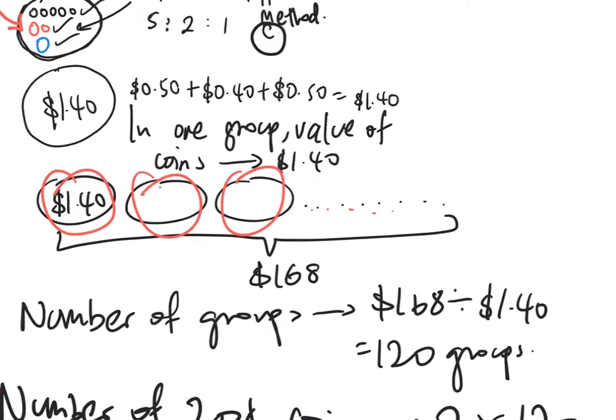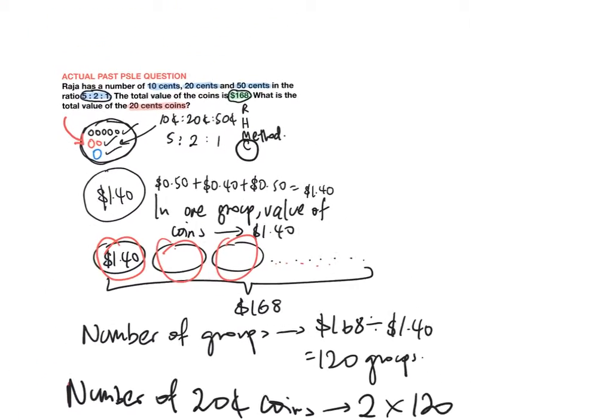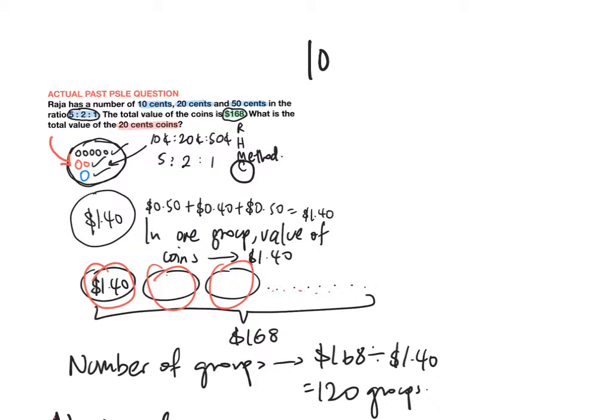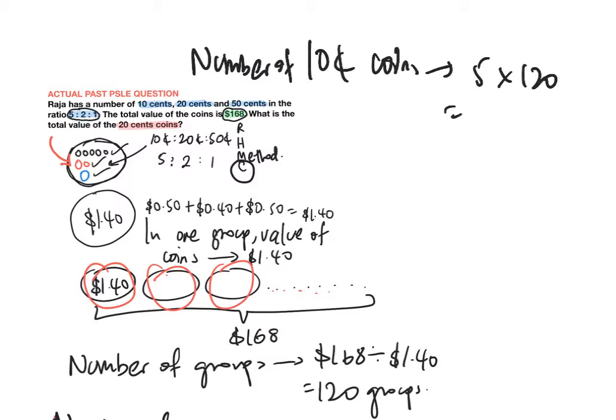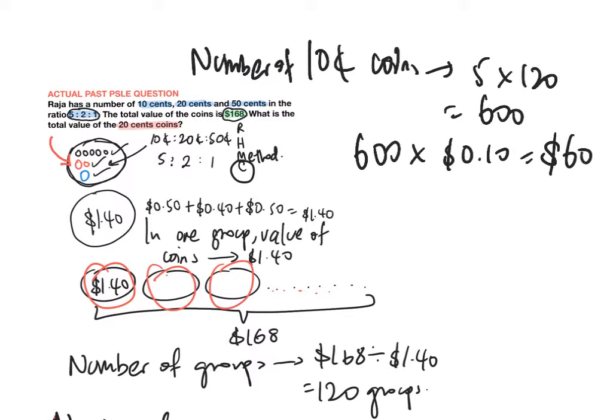So how do we check our work? Very simple. We know that we have 120 groups. So the number of 10-cent coins we can find is just 5 multiplied by 120. Why 5? Because each bag has 5 10-cent coins. That gives me 600 10-cent coins. The total value of the 10-cent coins will be 600 times 0.10, that is $60. And we do the same thing for the 50-cent coins. In each bag, there is only one 50-cent coin, so the total value will be 120 of those coins times 50 cents, which gives me another $60.